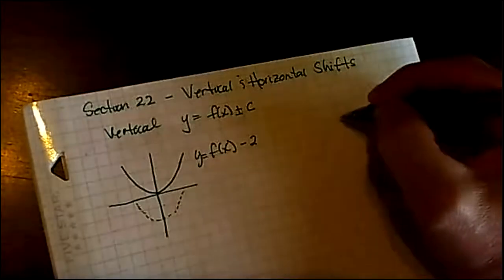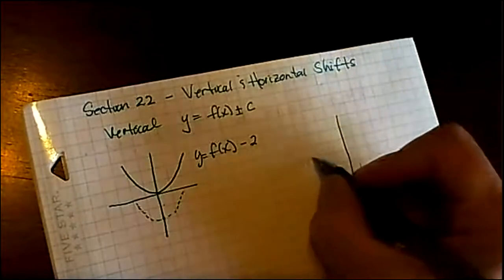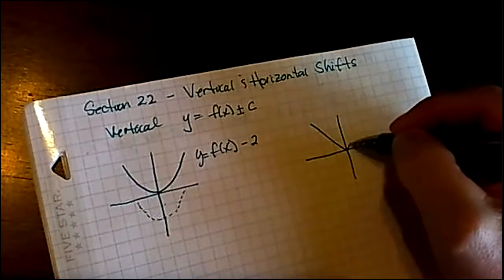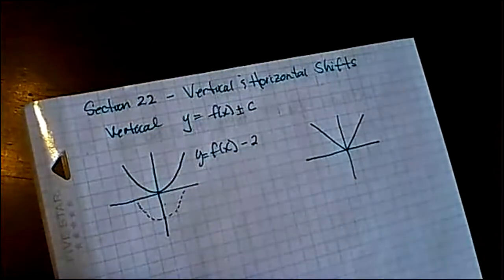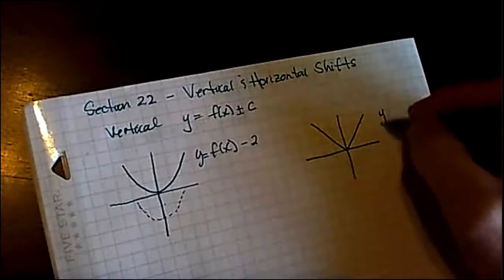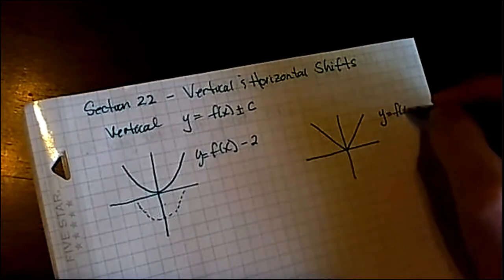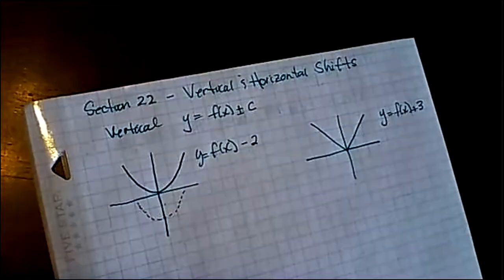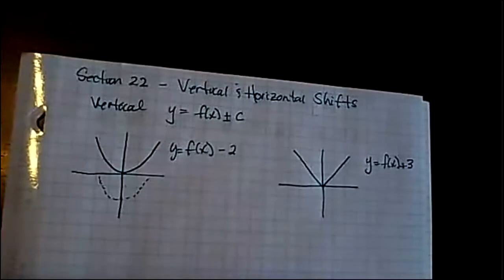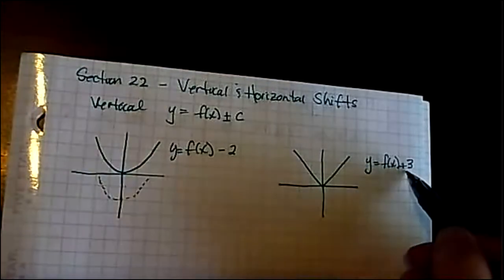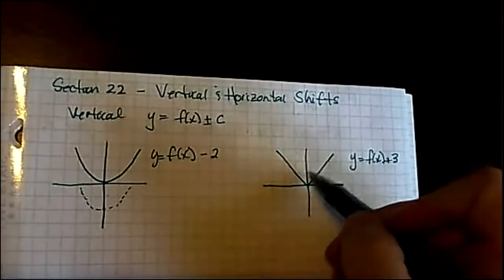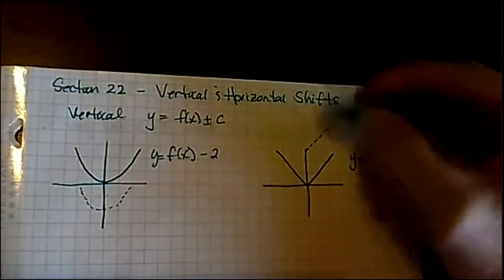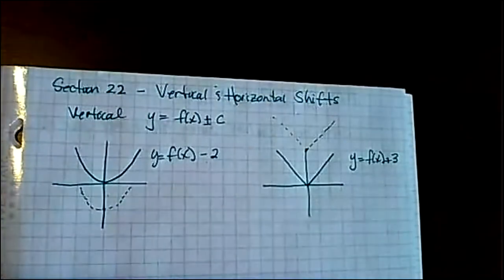Let's take an absolute value. So here's our absolute value parent function. And let's do a y equals f of x plus 3. Okay, so what's that going to do? It's going to shift it up 3 because it's a plus 3. So 1, 2, 3, it's going to shift it up to there. And that would be our graph.